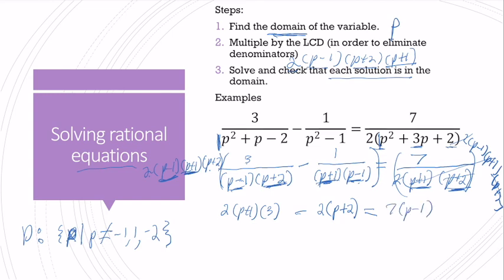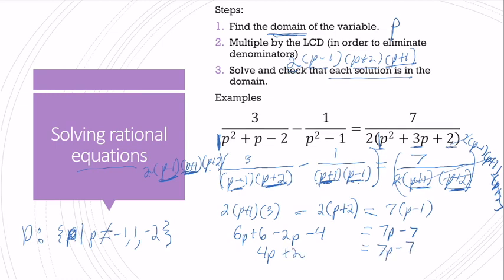Now I can go ahead and distribute. That's going to give me 7p minus 7. Here I have 2 times 3, which is 6. And then I have 6 times p times 1. So I've got 6p plus 6. Here I have a negative 2, so I've got negative 2p minus 4. And now I can combine like terms. Over here, 6p minus 2p is going to give me 4p. 6 minus 4 is going to give me a positive 2. So 4p plus 2 equals 7p minus 7.